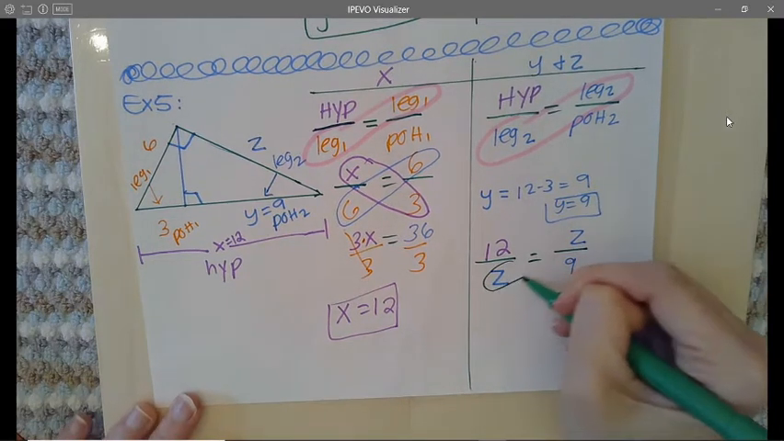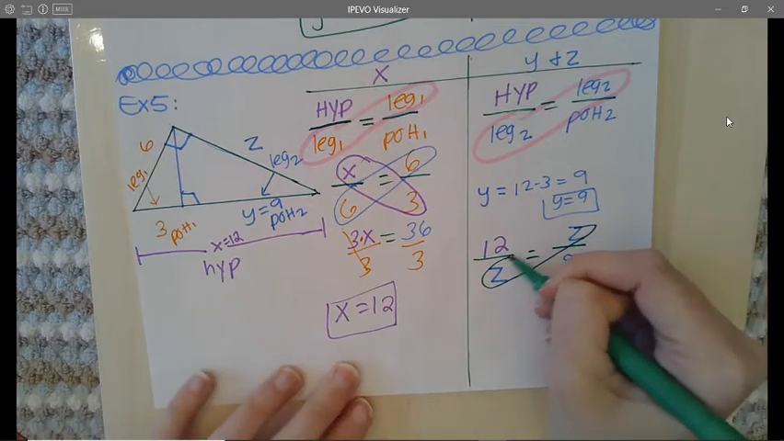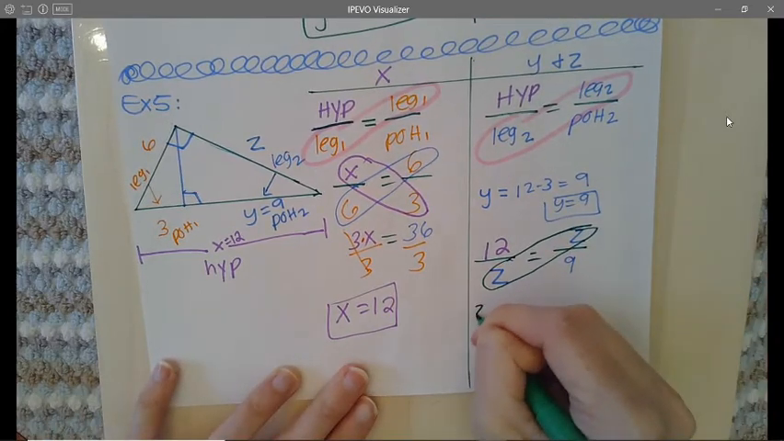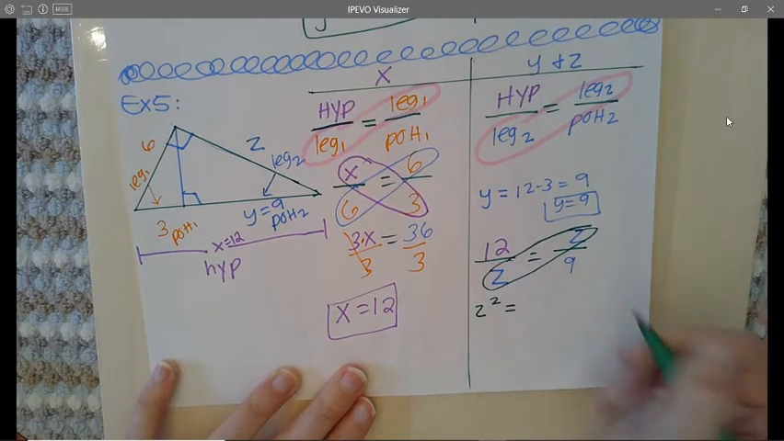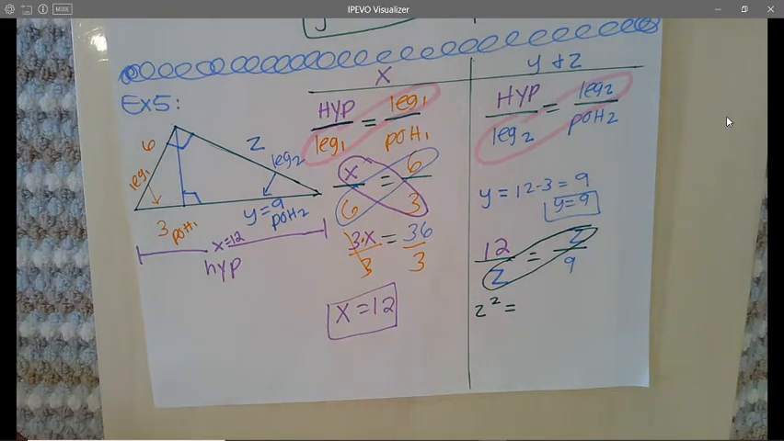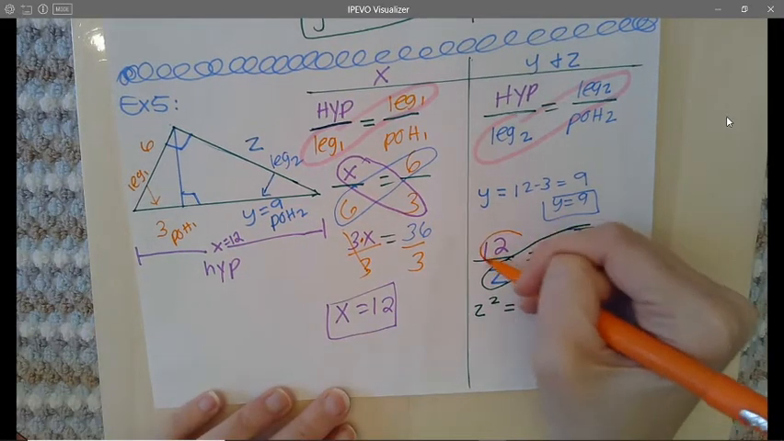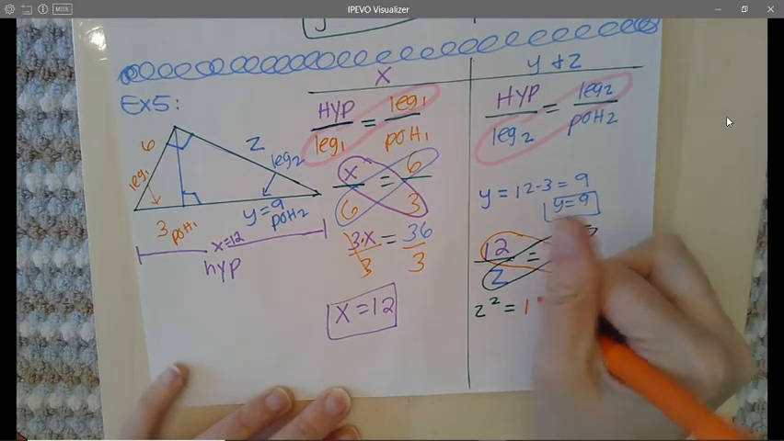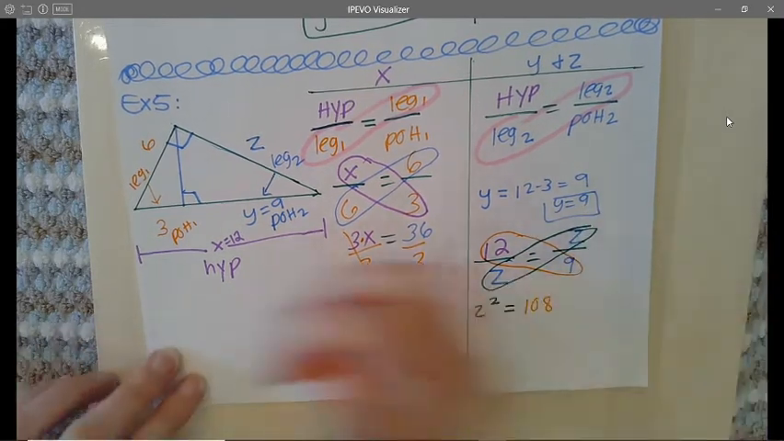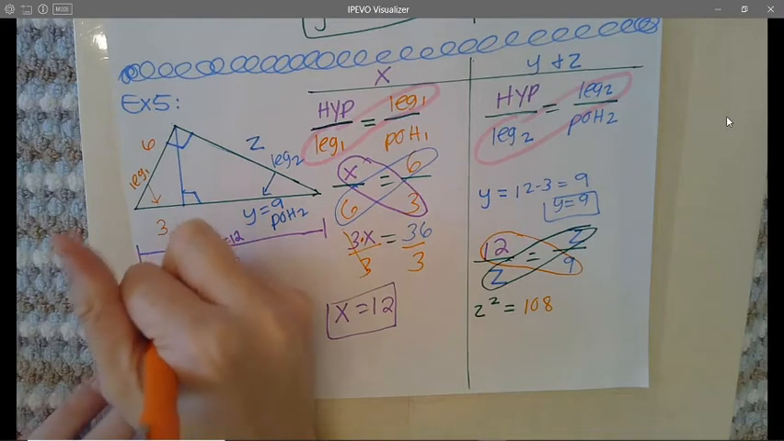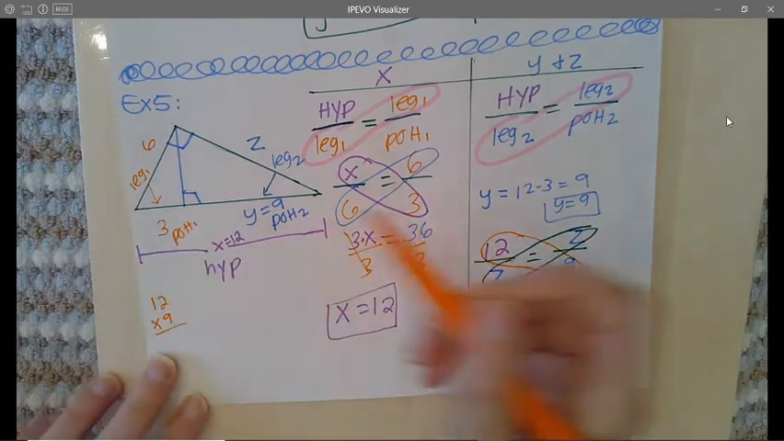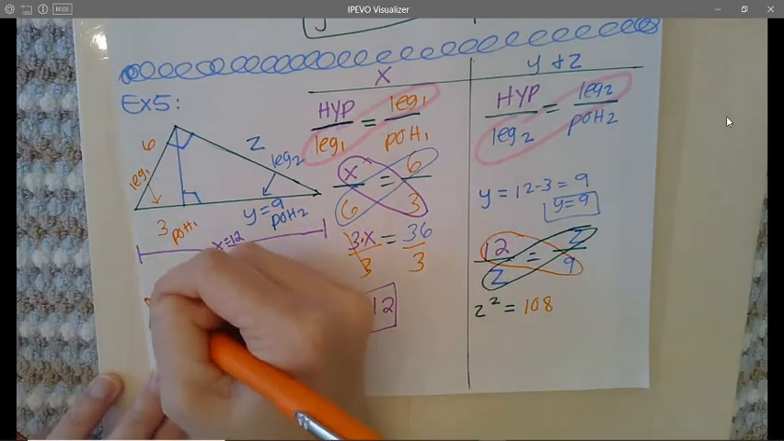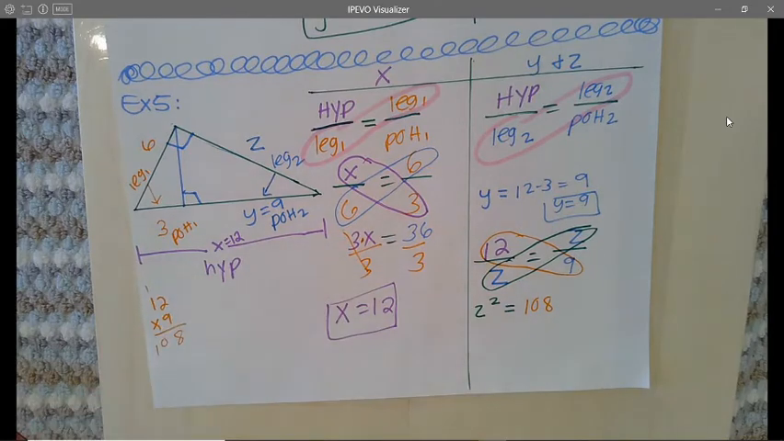Okay, so z times z is z squared. And that will equal 12 times 9, which I think is 108. But again, it doesn't hurt to double check. I'll just do it over here just to check. Doesn't hurt to check yourself. 9 times 2 is 18. Carry the 1, 108. There you go.